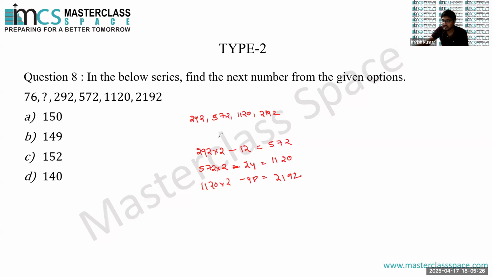Previous one could be 6, right? So whatever the number x, x into 2 minus 6 must be equal to 292. So what will be this? So this will be 298. 298 by 2 is 149. Clear? So therefore, x is 149.